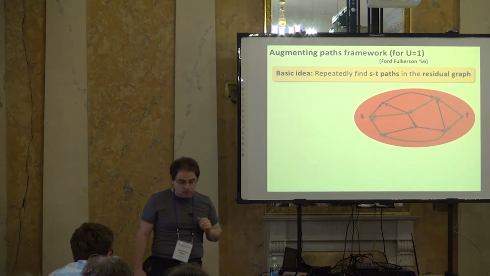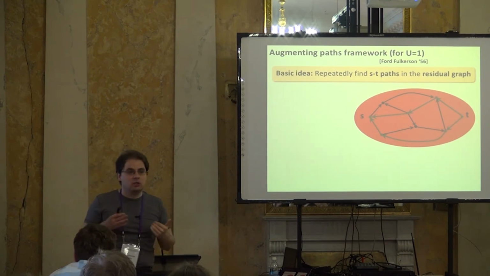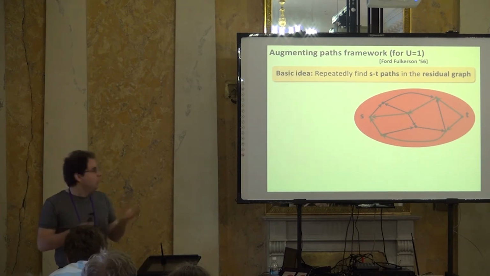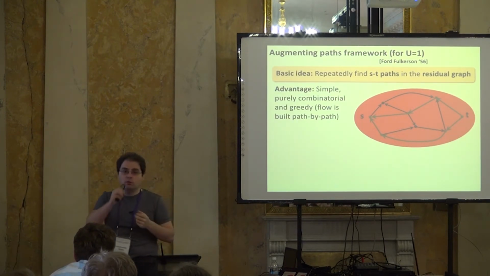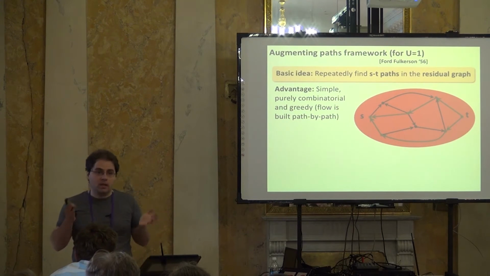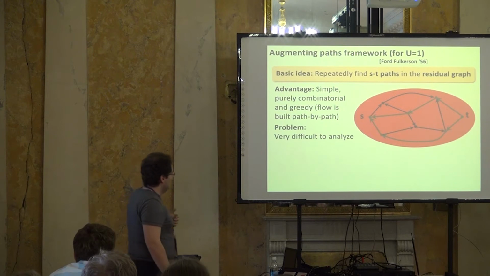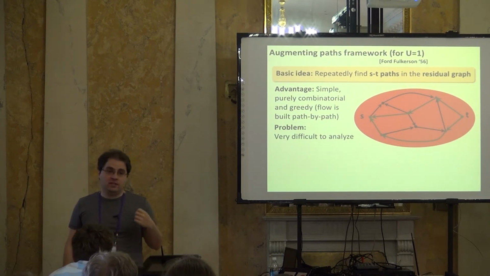So this is an example. It's not hard to see that when you arrive at this moment, you can just read off the maximum flow of the graph by looking at the flipped arcs. This is simple, purely combinatorial and greedy. You just build the flow path by path. It's a really beautiful and elegant framework, and that's all great. What is a bit less great about it is that it is very hard to analyze the performance of this kind of procedure.